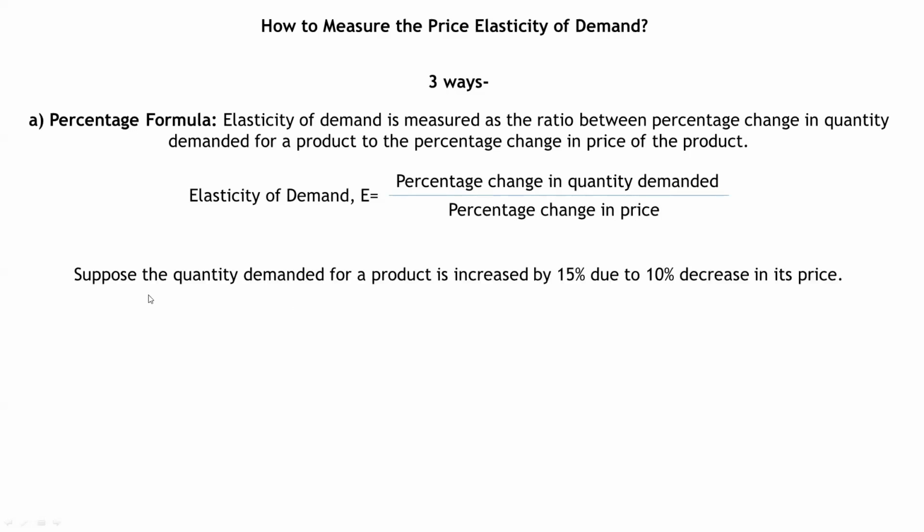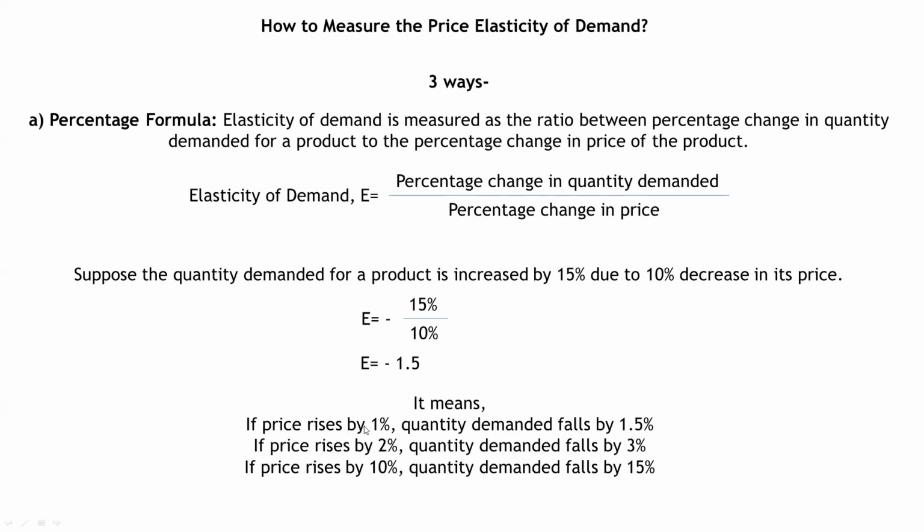For example, suppose the quantity demanded for a product is increased by 15% due to a 10% decrease in its price. In that case, elasticity of demand equals percentage change in quantity demanded, which is 15%, divided by percentage change in price, which is 10%. That is, elasticity of demand will be 1.5. As the relationship between price and quantity demanded for a product is inverse, there appears a negative sign in the result. Elasticity of demand equals minus 1.5. It means if price rises by 1%, quantity demanded falls by 1.5%.